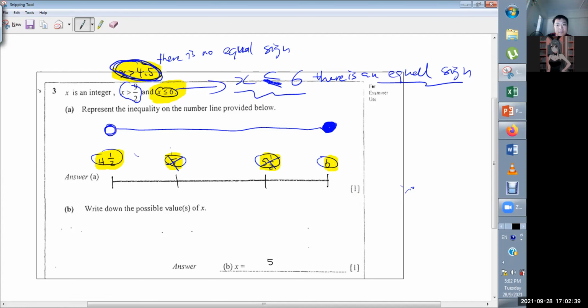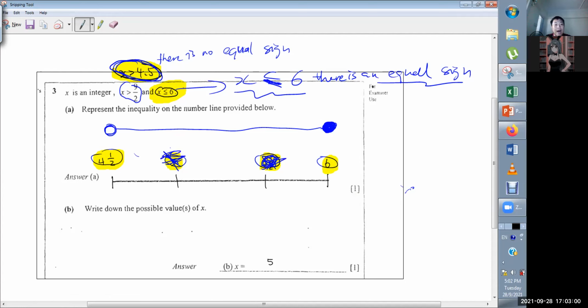Does it make sense? Then what happens to the numbers on the number line? Okay, so like I say, you just need to have a 4.5. You just need to have a 6. The rest actually is not needed. Oh, okay. This one is actually not needed.